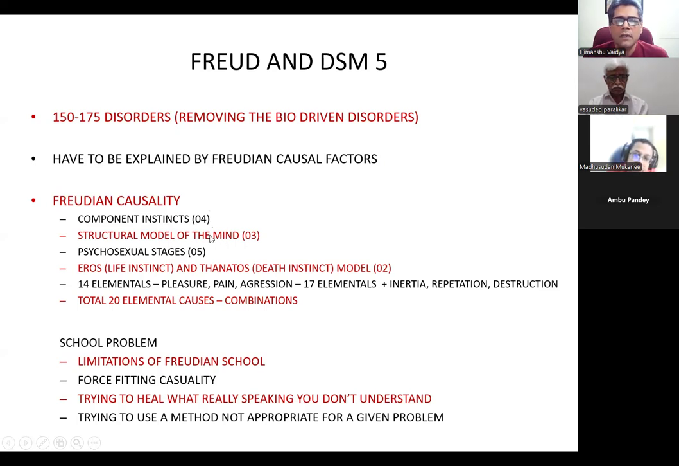When we talk of, say, perversion, we will say the ego and the superego are not able to hold back in terms of this. In terms of psychosexual stages, if we talk of narcissistic personality disorder, we will say something has gone wrong in the oral stage. So we'll talk in terms of what happens in terms of stage.